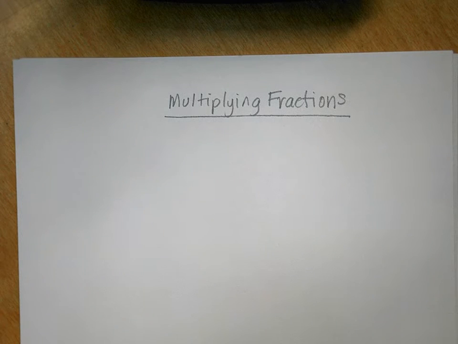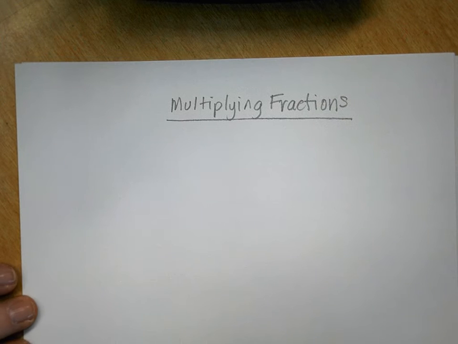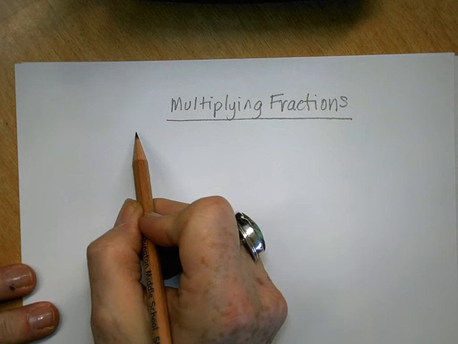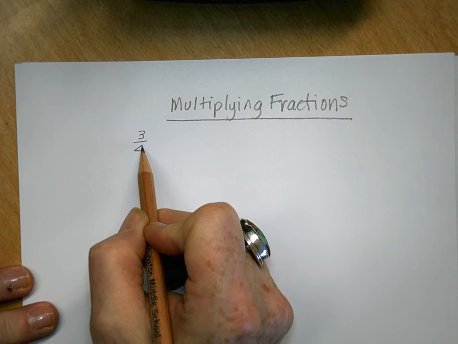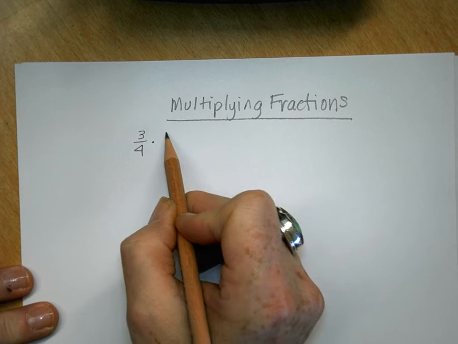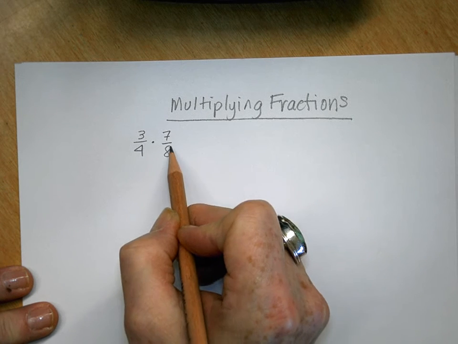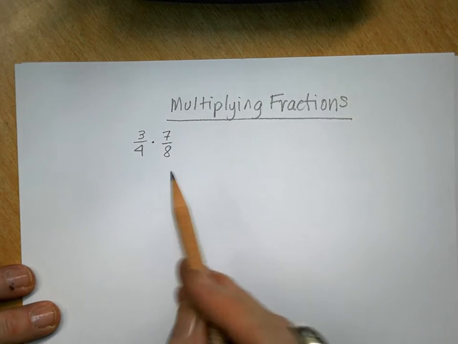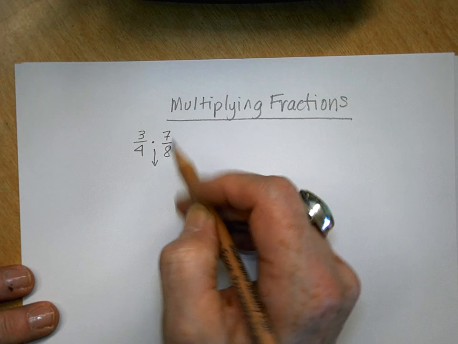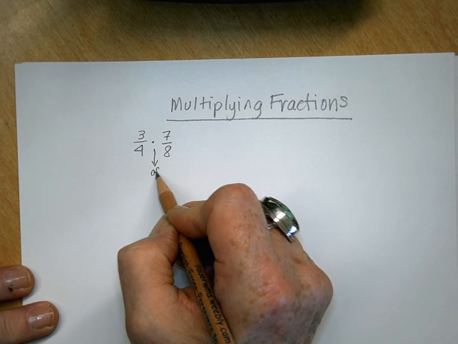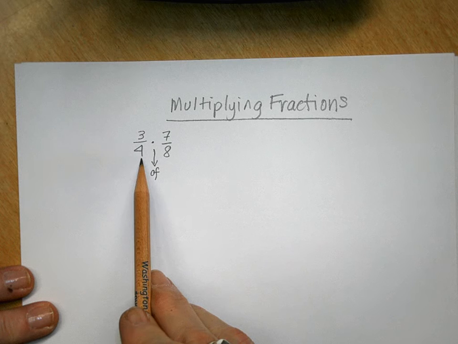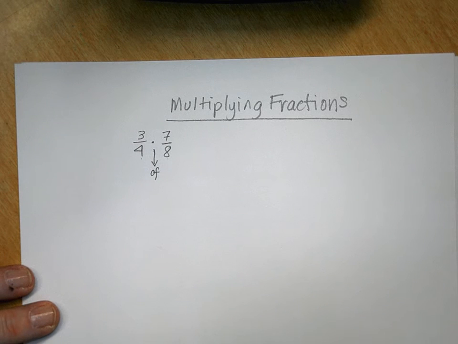This video is about multiplying fractions. I'd like to start with a model. So we're going to multiply 3/4 times 7/8. Another way to think about this is that the multiplication sign is "of." So we're also looking at 3/4 of 7/8.